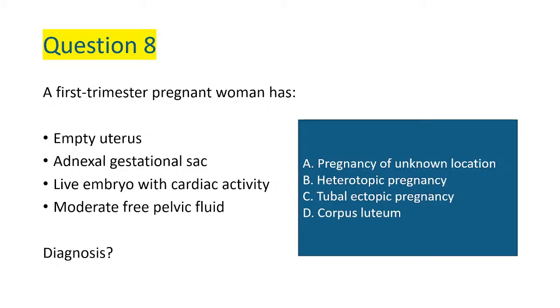Now, empty uterus. Adnexial gestational sac. Look, live embryo with cardiac activity. More than 3 fluid in the pelvic region. So the answer is tubal ectopic pregnancy. The heterotopic pregnancy is where there is coexistence of a normal intrauterine pregnancy and an ectopic pregnancy. In this case, our uterus is empty, so it can only be tubal ectopic pregnancy.